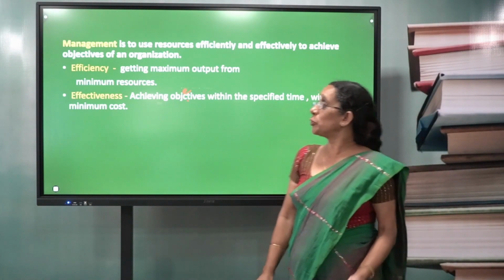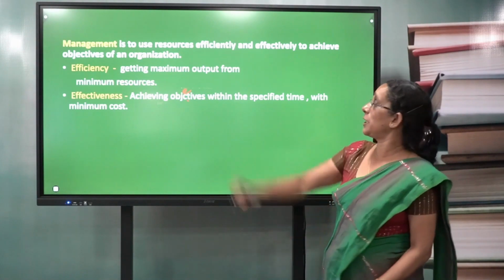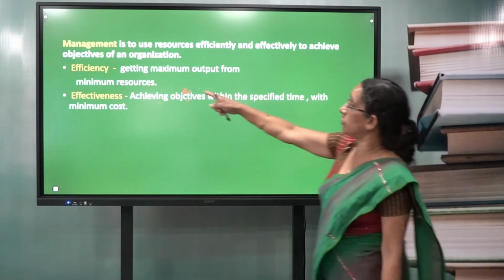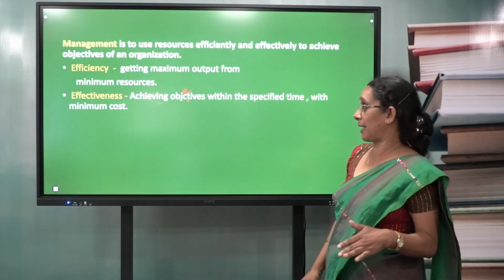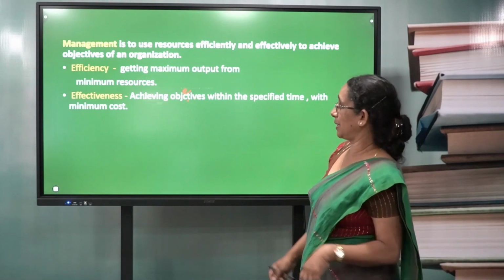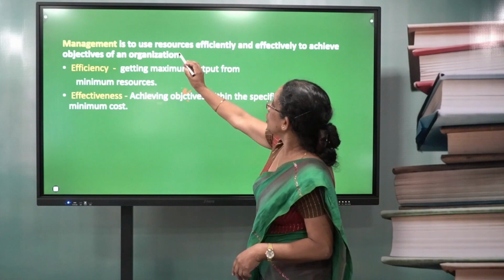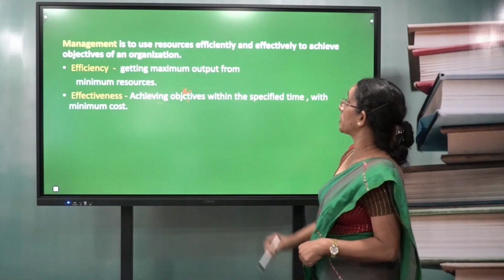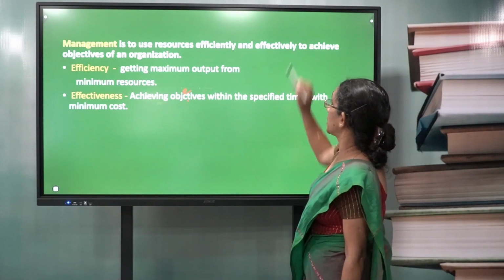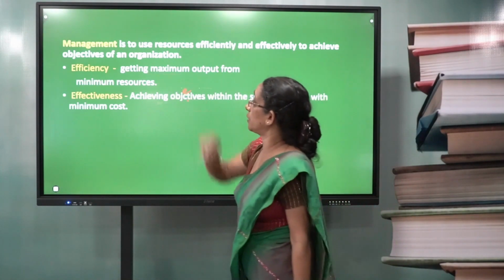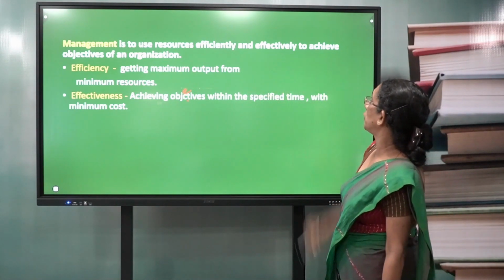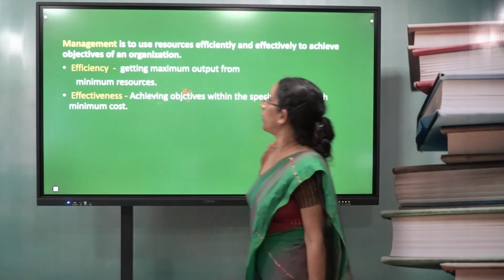Yes. Now you know the definition about management. Management is to use resources efficiently and effectively to achieve objectives of an organization. Better you study that. The terms there might be difficult for you to remember, but yes. Then you have studied about resources. You know what resources are. Then you know efficiency and effectiveness. Yes, and you know about objectives. Now it is easy for you to remember this one. That is to use resources efficiently and effectively to achieve objectives of an organization.